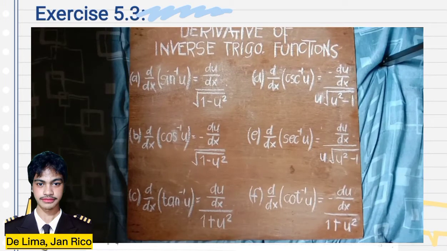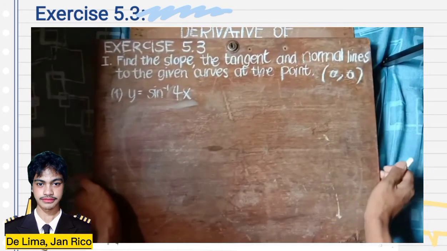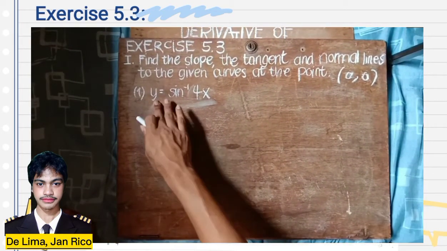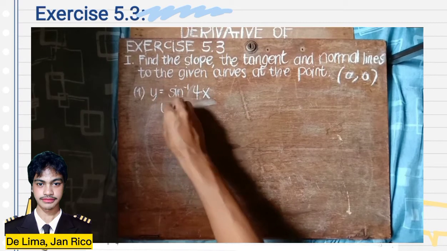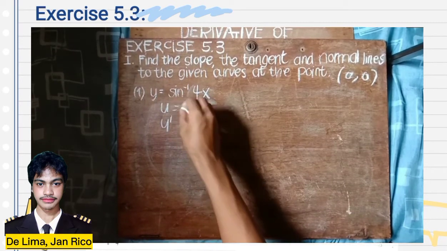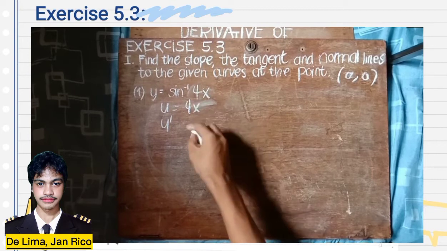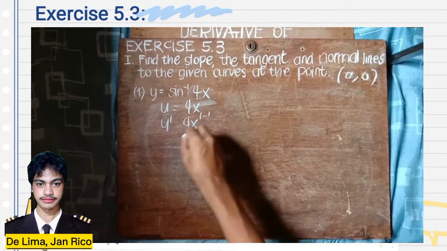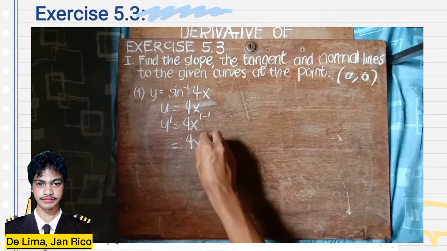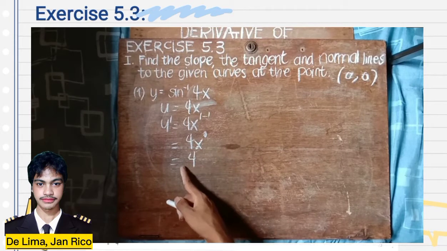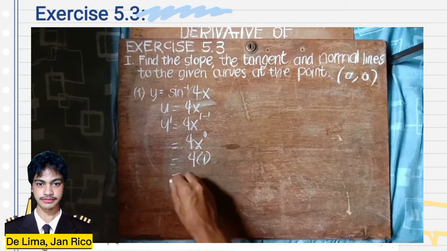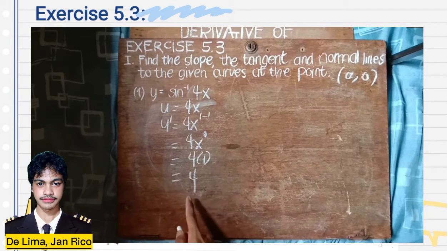Now that we know the different derivative of inverse trigonometric function formulas, we will answer the given problem, which is y is equal to arcsine 4x. Firstly, let us identify what u is and the derivative of u. Our u is 4x. And the derivative of u is 4x to the power of 1 minus 1, which is 4x raised to 0. Any number raised to 0 is equal to 1. So we multiply 4 and 1, and 4 times 1 is equal to 4. So the derivative of u is equal to 4.